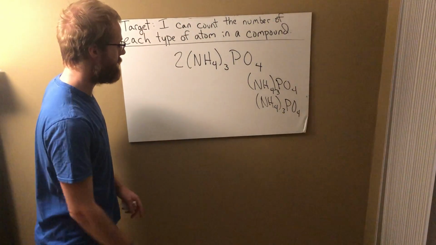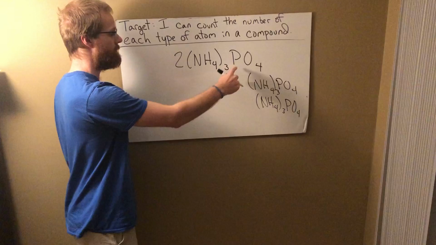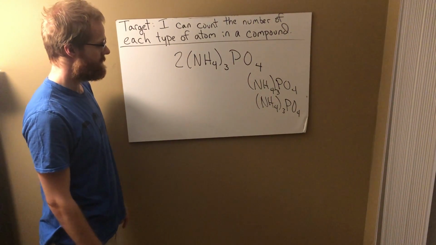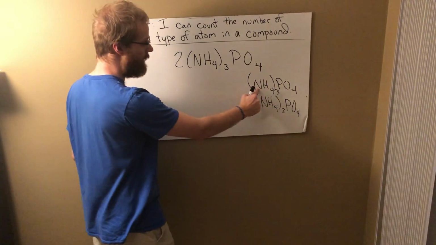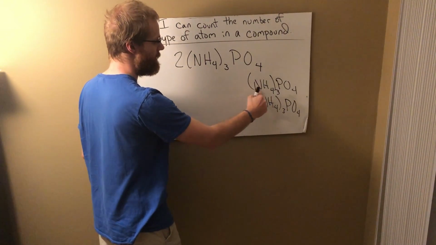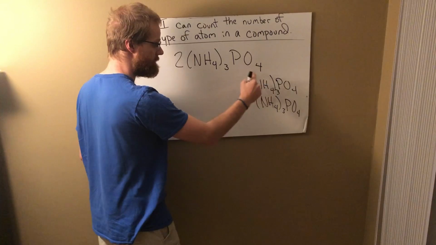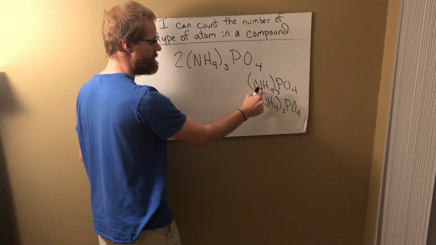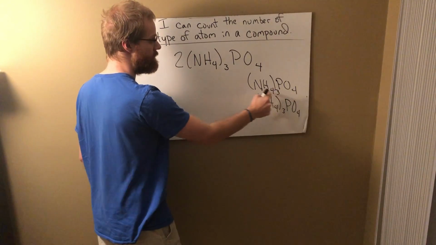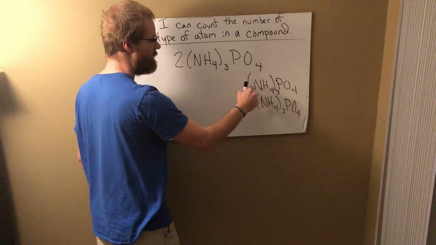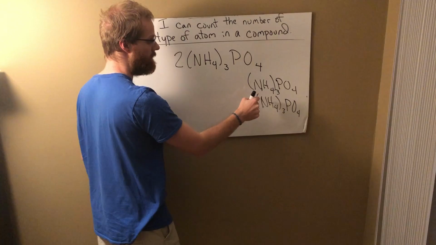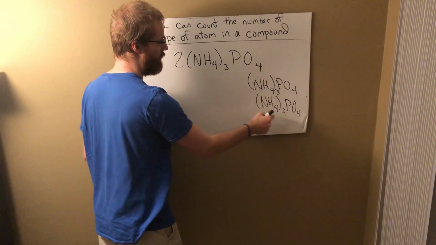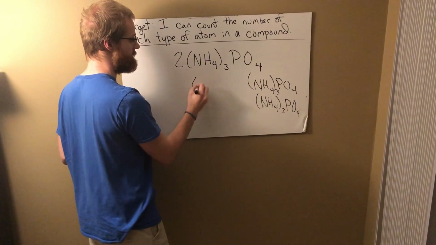Okay, so there we go. We've got 2 (NH4)3 PO4. Wonderful. So let's count our atoms. There's 1 nitrogen in NH4, but since we've got this 3 outside of the parentheses, we're going to multiply that 1 nitrogen by 3. So there's 3 nitrogen in 1 molecule, and since there are 2 molecules, we'll multiply it by 2. So 3 plus 3 more, 3 times 2, is 6 nitrogen.